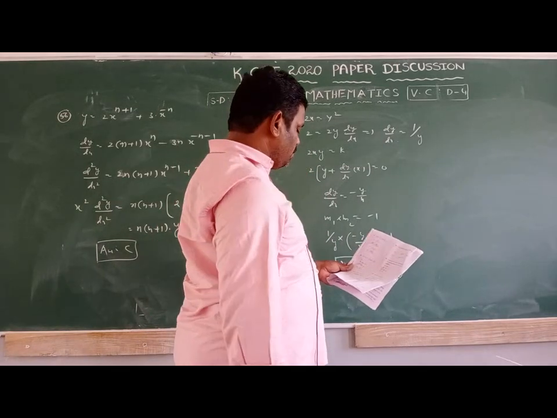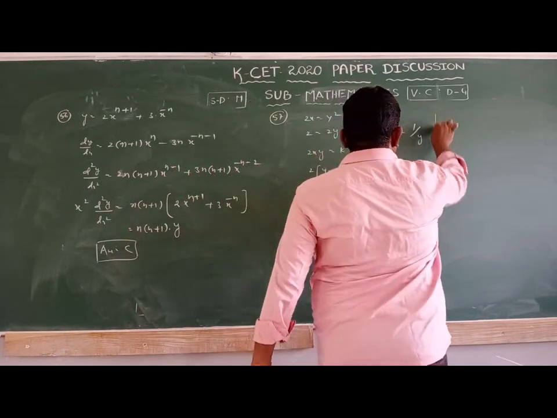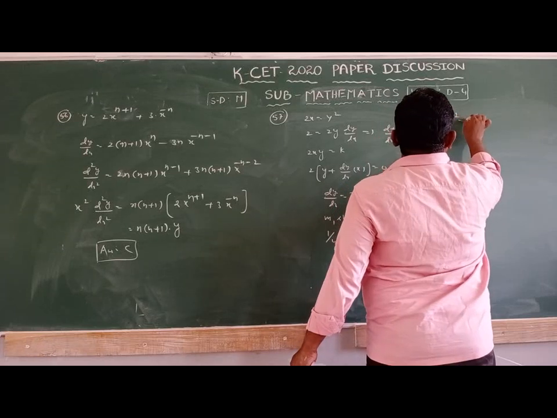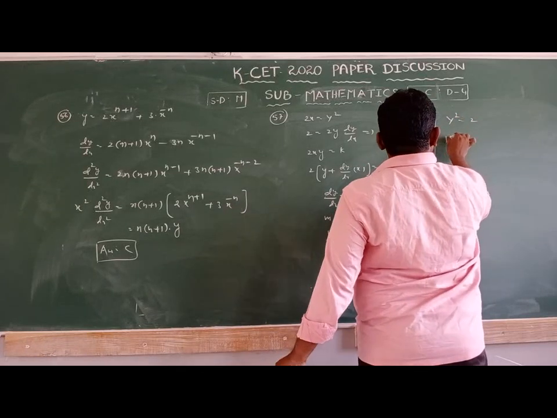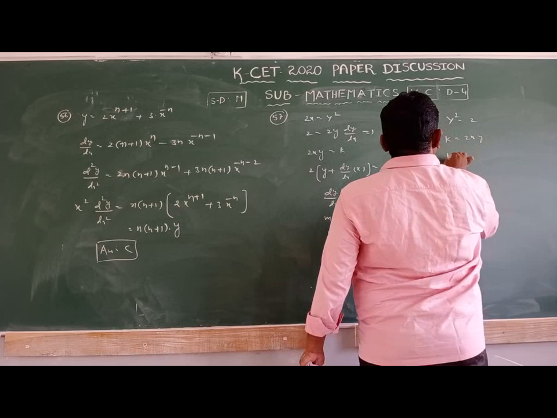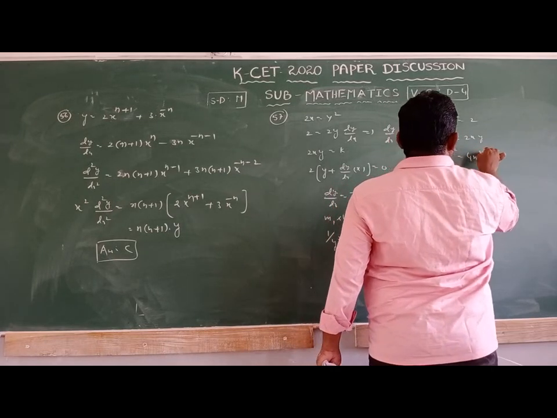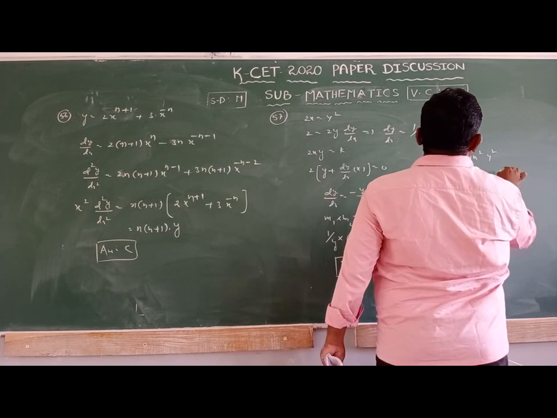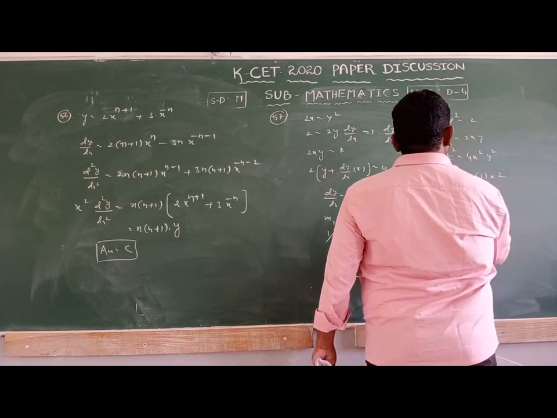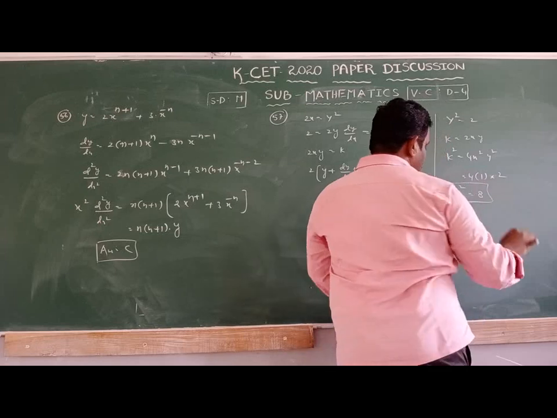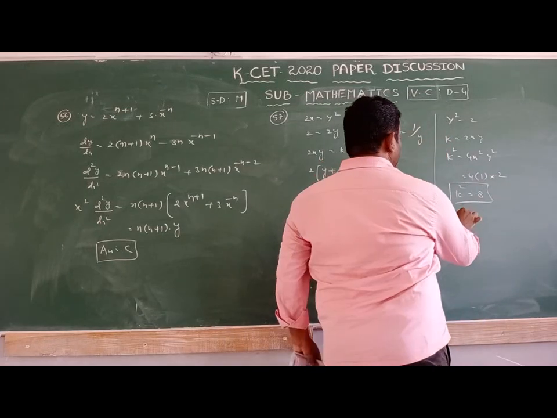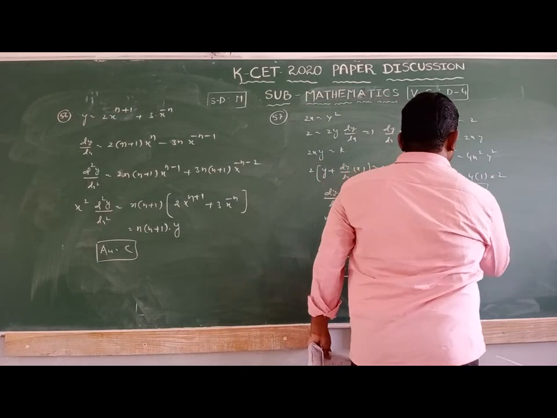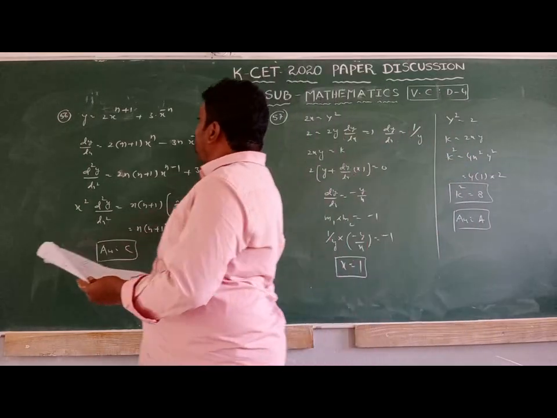So when x is equal to 1, we substitute the value, then y square is equal to 2. Here k is equal to 2xy, given. If we want to find k square, it is 4x square y square, that is equal to 4 into 1 into 2, that is equal to 8. So k square is equal to 8. So the answer is A. Option A is correct.